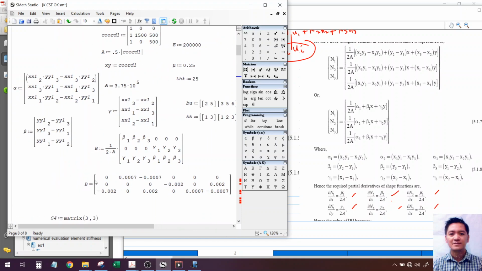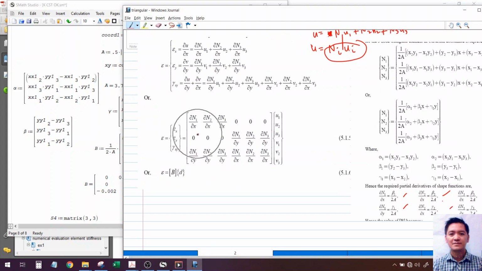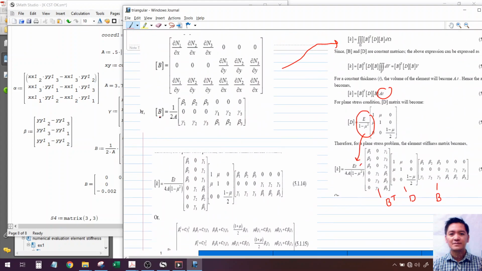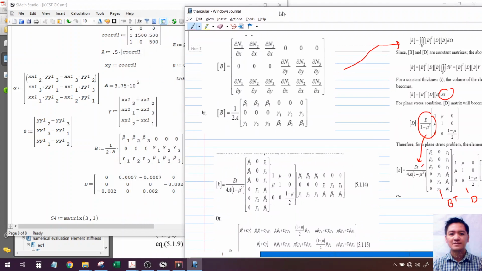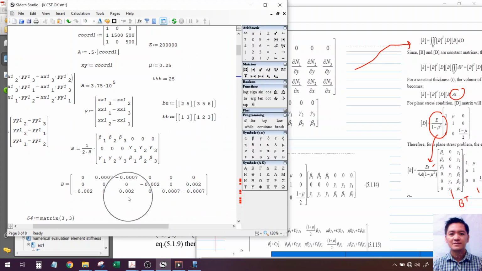And then, to get the B matrix is this. The B matrix is 1 over 2A, beta 1, beta 2, beta 3, gamma 1, gamma 2, gamma 3, okay? Gamma 1, gamma 2, so on and so forth. Then, you now have the B matrix here.